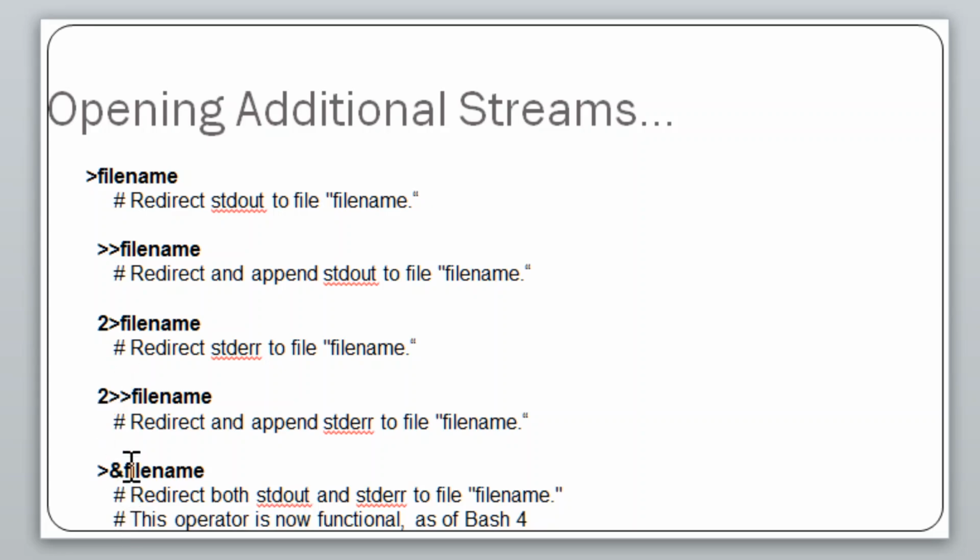One more way we can redirect is to use this ampersand symbol. This will redirect both standard out and standard error to a file name. This feature has been functional since Bash 4. Anything before Bash 4, you may not have this feature, but anything above Bash 4, you will have this feature. And you should all have that feature if you have the latest image downloaded.